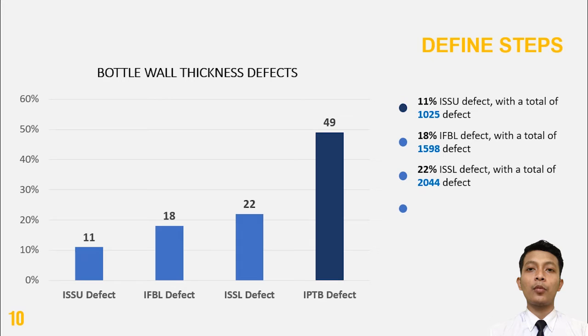This is a diagram of bottle wall thickness defects. ESSU 11%, EFBL 18%, ESSL 22%, where the highest percentage is due to EPTB defects, with a total of 4,333 defects. So this is the focus of this research.